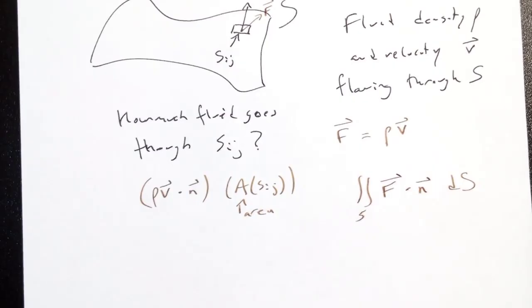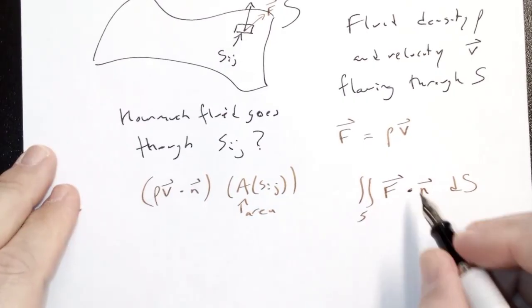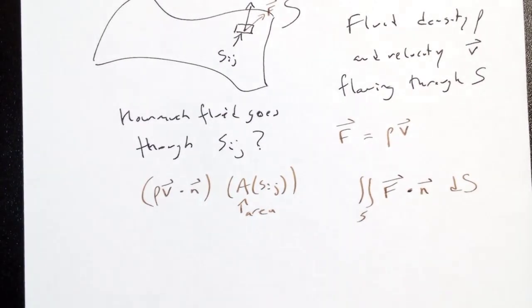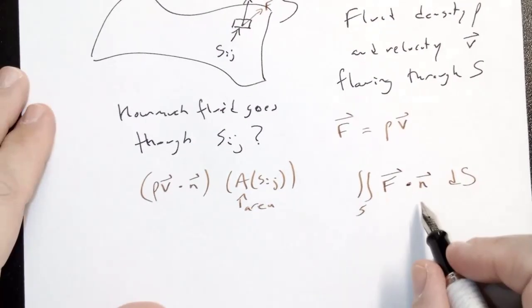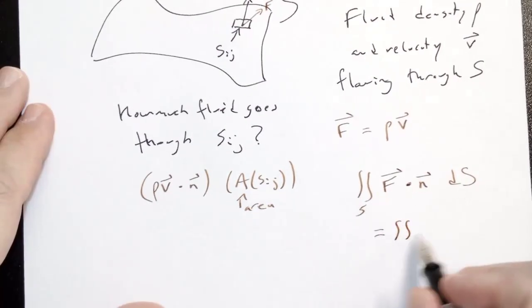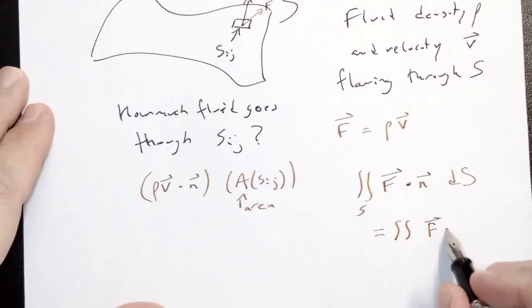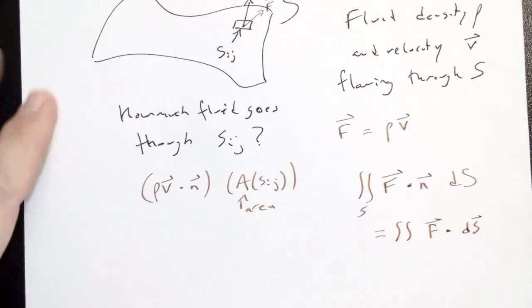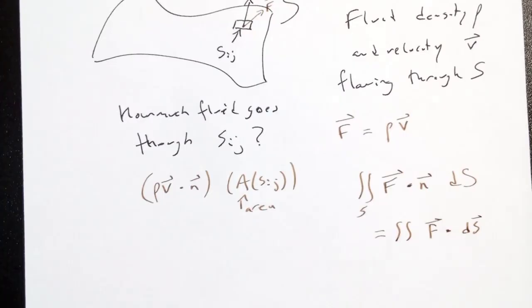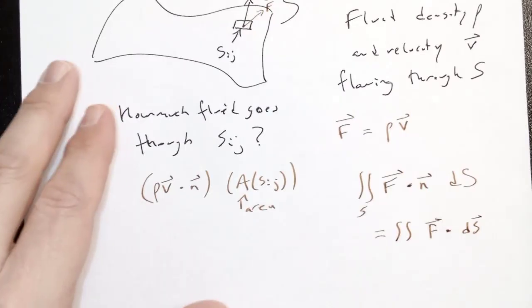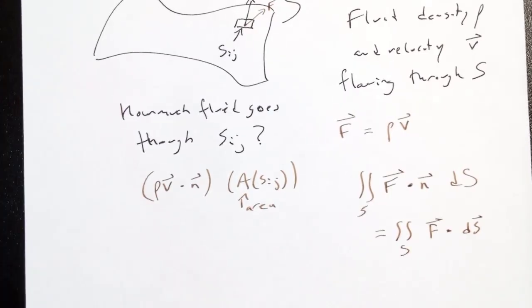The integral over the surface S of f dot n with respect to S, surface area. A lot of people will abbreviate this and write this f dot dS with a vector on it. I hate that. It makes me crazy. I understand why they do it. I just don't like it. I'm going to write f dot n dS almost all the time.